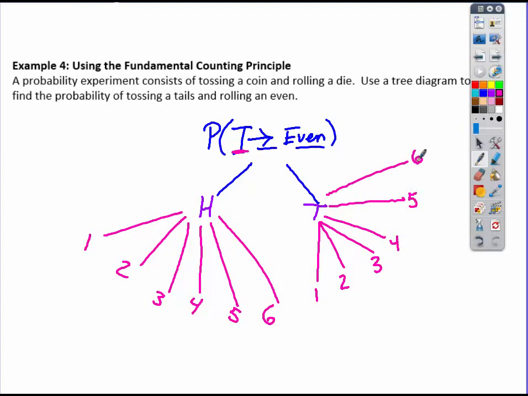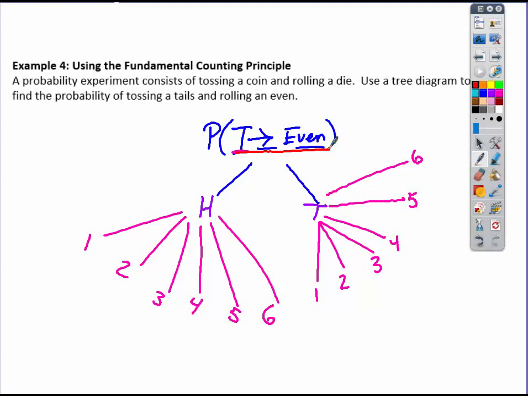So I'm supposed to make a tree diagram, but mine never really look like trees. I just pretty much make them however I can to get the data that I need. And I want to find the probability of getting tails followed by an even. So I can just follow my tree diagram and see what information matches.